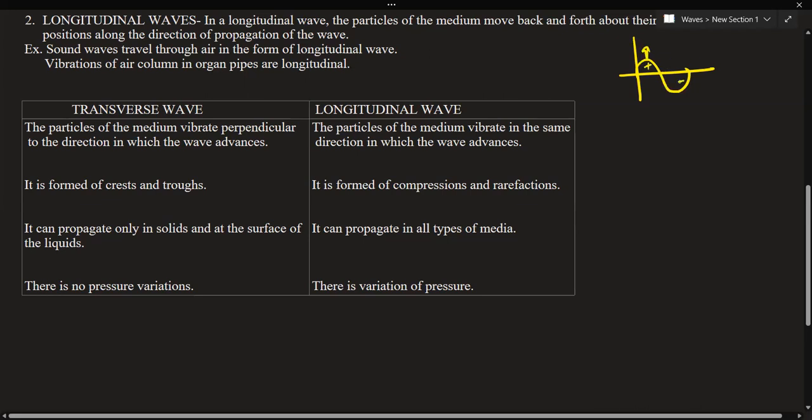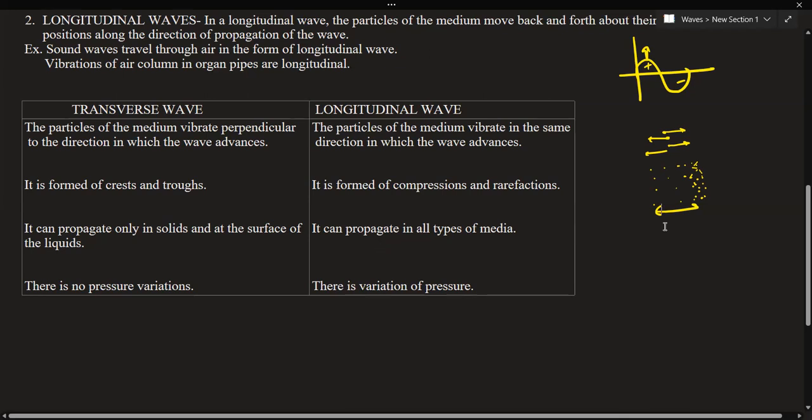Crest is the positive part and trough is the negative part. In longitudinal waves, since particles travel back and forth, compressions are formed where particles are together, and rarefactions where particles are apart. Transverse waves can propagate only in solids and at the surface of liquids, and there is no pressure variation. In longitudinal waves, pressure varies, and they can propagate in all of them.